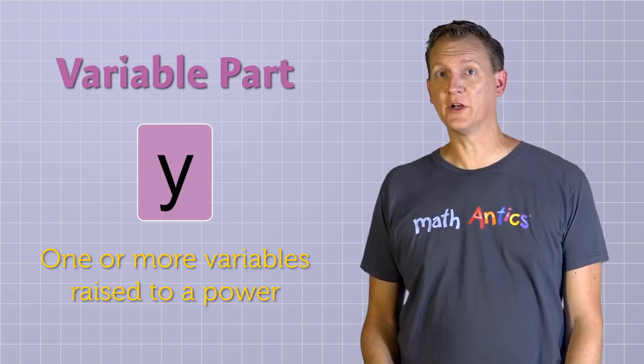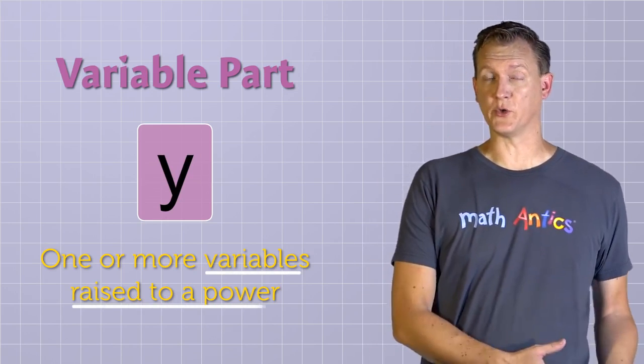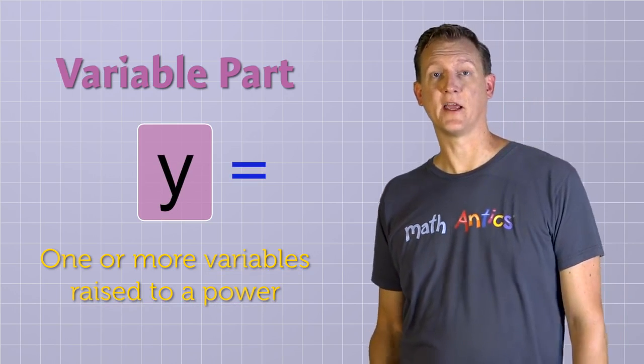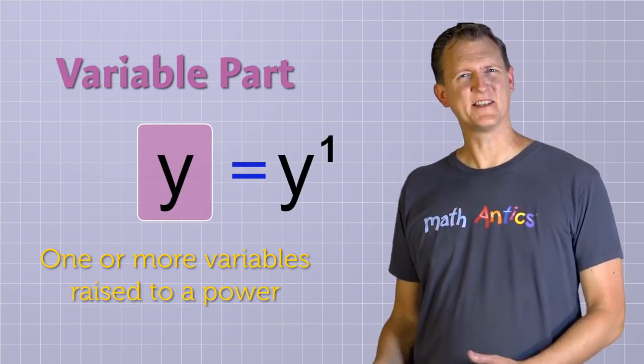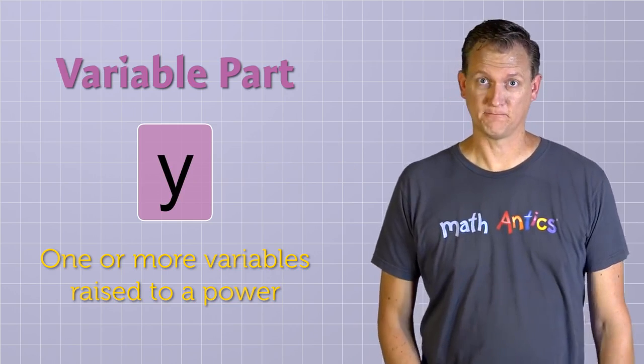If you remember what we learned in our last video, you'll realize that that also qualifies as a variable raised to a power. y is the same as y to the first power. But since the exponent 1 doesn't change anything, we don't need to actually show it.